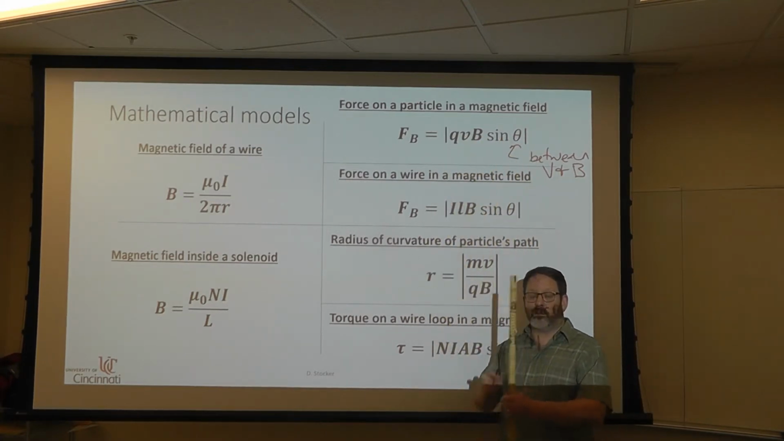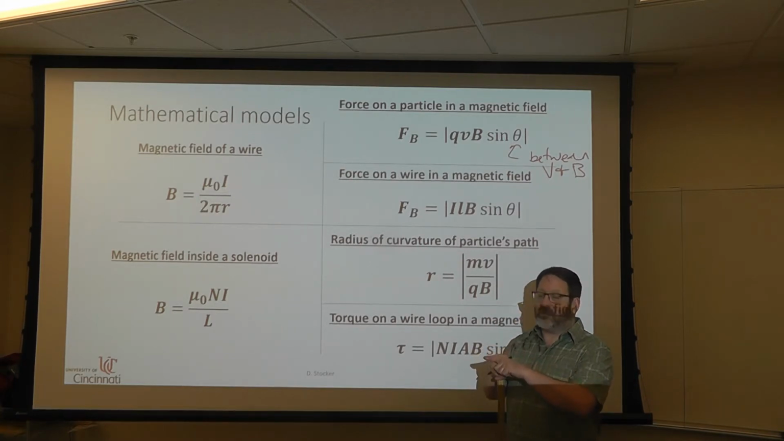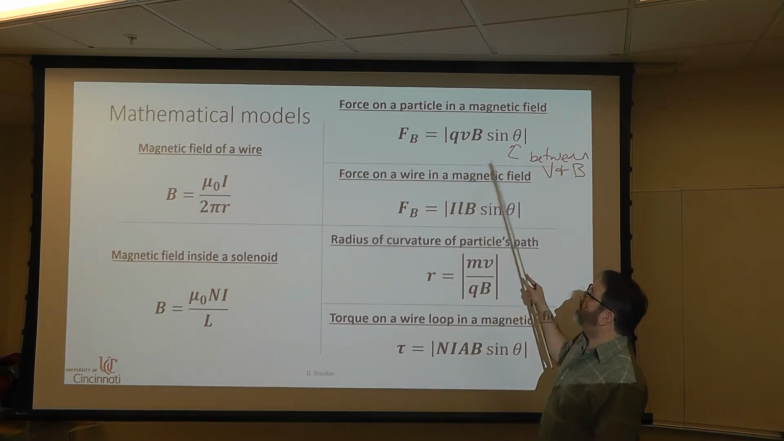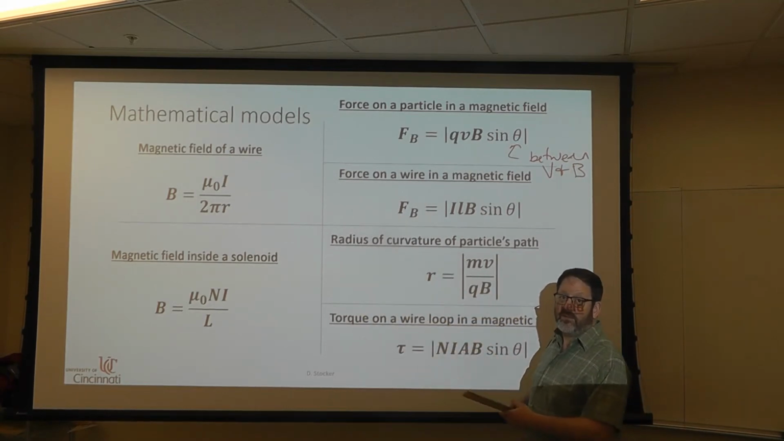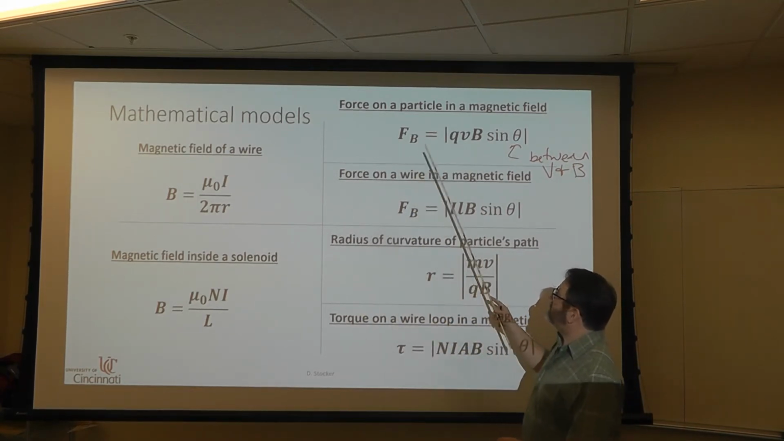So if the particle is going the same direction as the field, then that angle is actually 0. So the force goes to 0 as the particle goes parallel to the field. So that's the force on the particle.